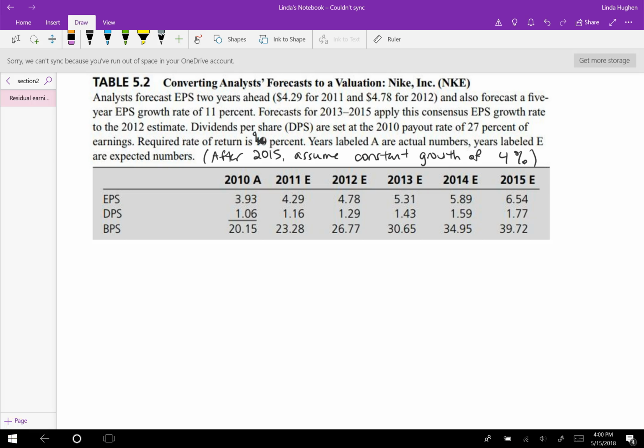In this video, I'm going to use the residual earnings valuation model to value Nike with the information that we were given here. This is an example from Chapter 5, shown in Table 5.2. So here's the information that we're given.